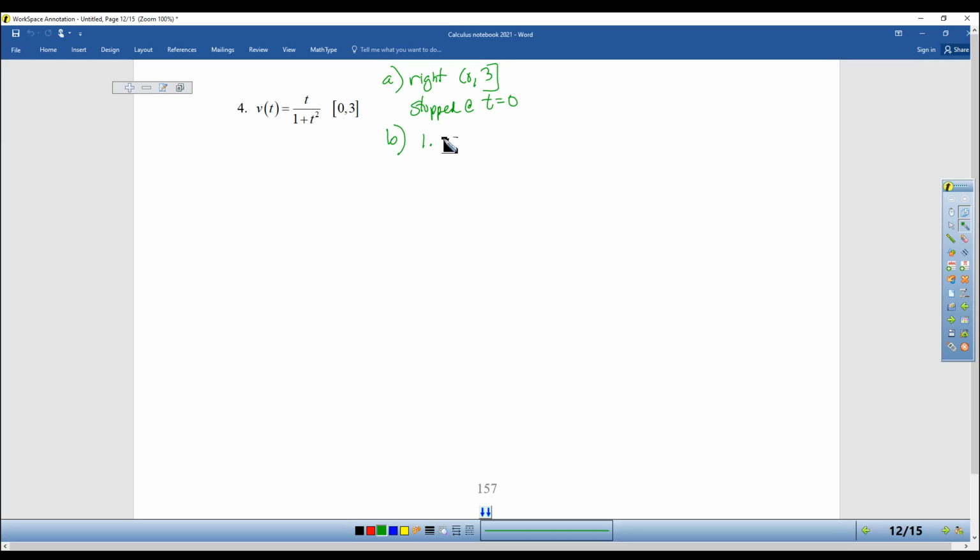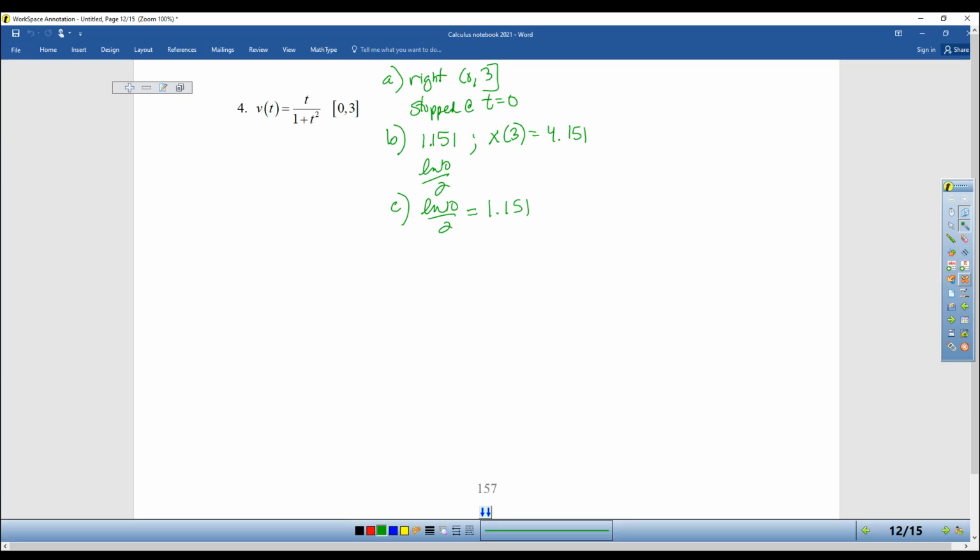Part B, its displacement is 1.151, which is, by the way, natural log of 10 over 2. And its final distance, x of 3, is equal to 4.151. And part C, because it was always moving to the right, its final distance is the same as its displacement. So it's still this, which is 1.151. Okay, you can screenshot that if you need to.